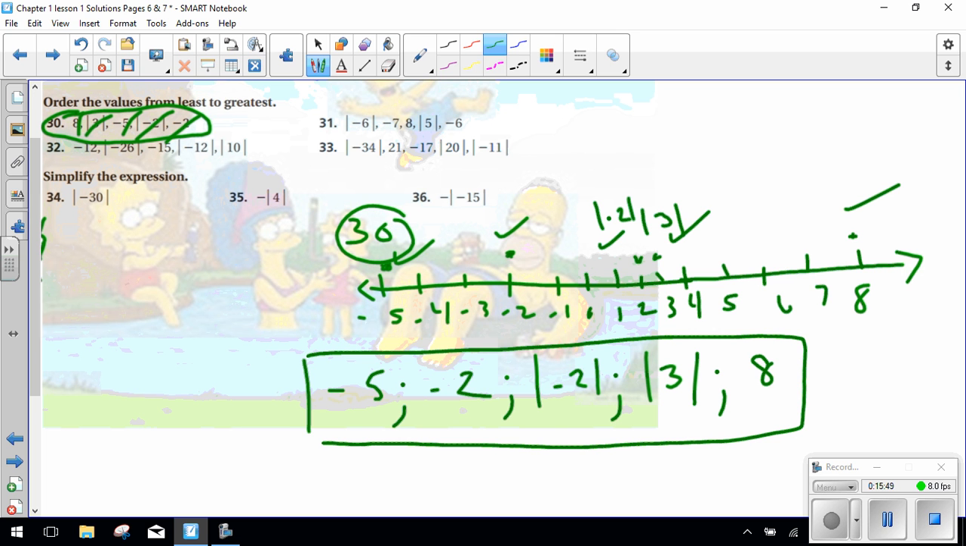I know they take time. Seventh graders hate taking so much time for a question, but this truly is one of the best ways to make sure that your numbers aren't being written in the wrong order. Okay, say goodbye to 30.